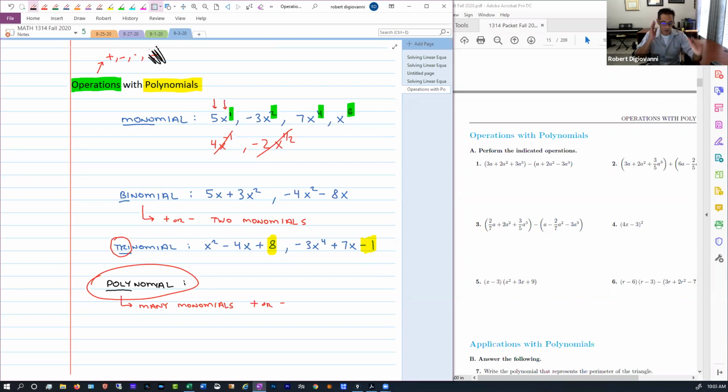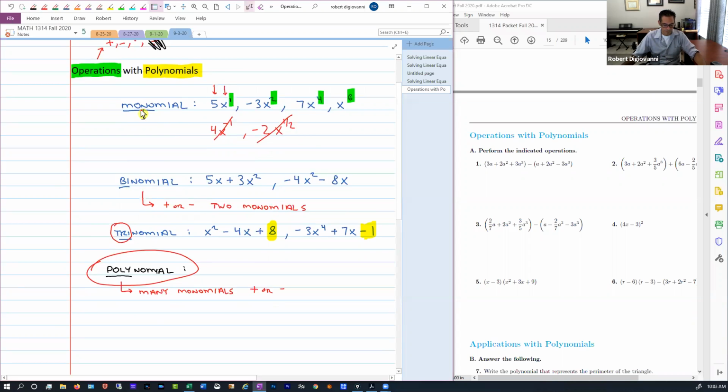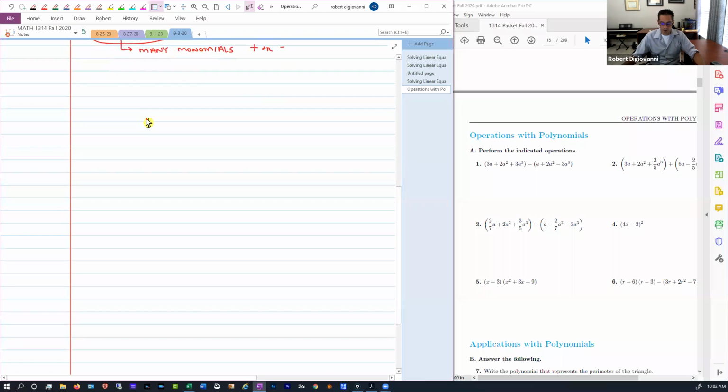In a regular college algebra class, we'd make sure you know how to divide polynomials. Okay, so we're going to start off with this first example over here. We want to take, in parentheses, 3a plus 2a squared plus 3a cubed, all of that minus a plus 2a squared minus 3a cubed.